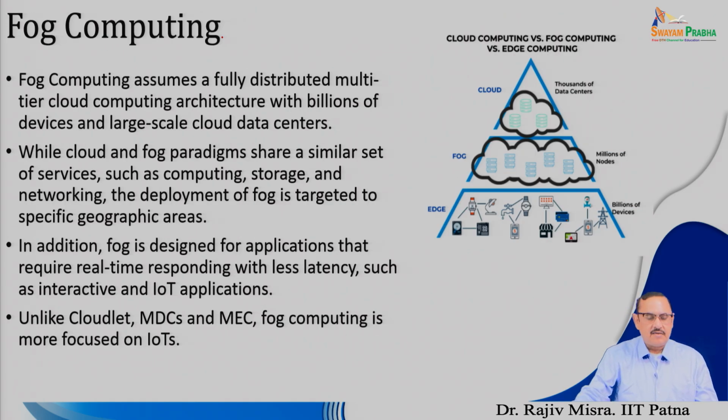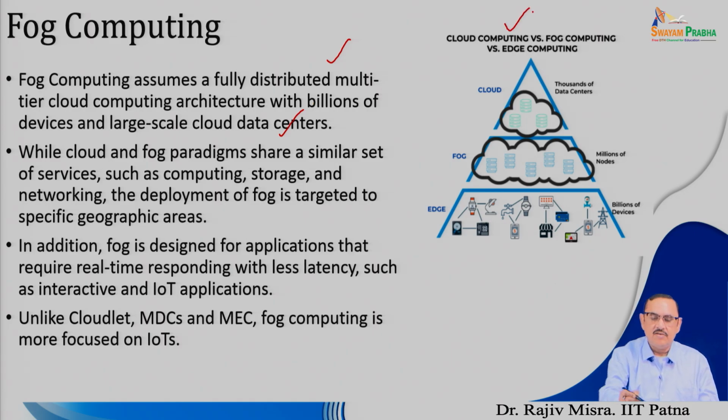Now, coming to the next paradigm, which is called fog computing. Fog computing assumes a fully distributed multi-tier cloud computing architecture with billions of devices and large scale cloud data centers. So, fog computing is quite popular with Internet of Things devices which are connected to the cloud, where not everything is to be done at the cloud, but if this computing is done before the cloud, then it is called fog computing.